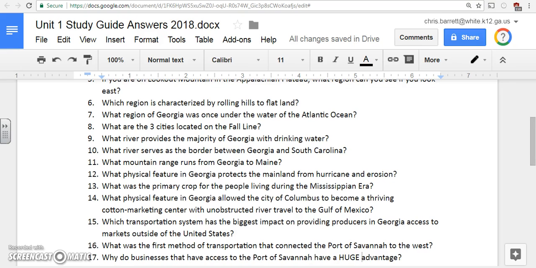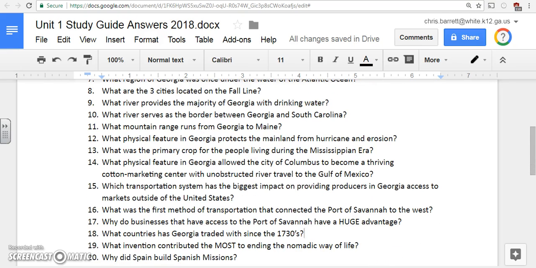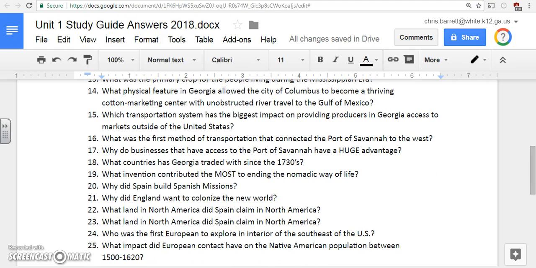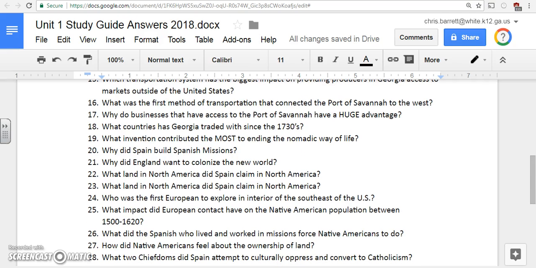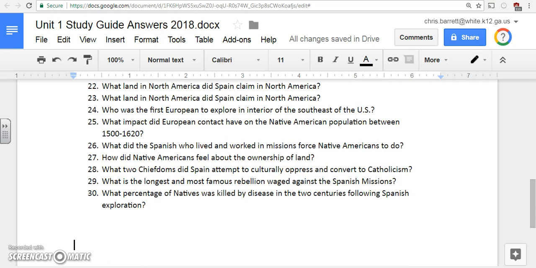Then we get into the Mississippian period of our native Indians, and then we will get into some things about the transportation systems of Georgia. Then we get into the colonization, Spanish missions. Why did England, Spain want to colonize the New World? What lands did they claim? Who was the first European to explore the interior? Hernando de Soto.